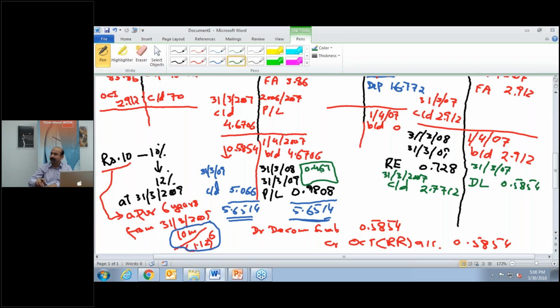And this 0.46706 will be added to the 4.6706 to reach the closing balance on 31st March 2008. And then again, I unwound it with 10%. So this will give us 0.514 something. So instead of writing them separately, I wrote one cumulative figure.